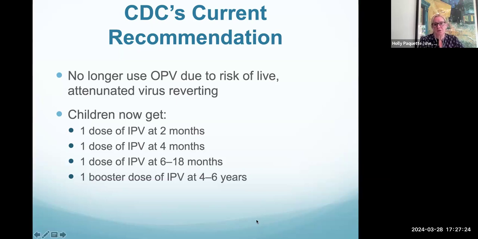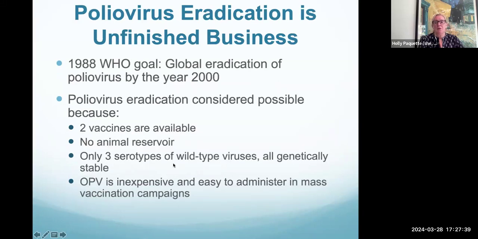So usually the first dose is given at 2 months, then a second at 4 months, then one in between 6 and 18 months, and then the last booster is given between 4 and 6 years. And that seems to be working very well. So it was one of those viruses that epidemiologists thought we could actually eradicate, meaning get it so that it no longer exists in the world.